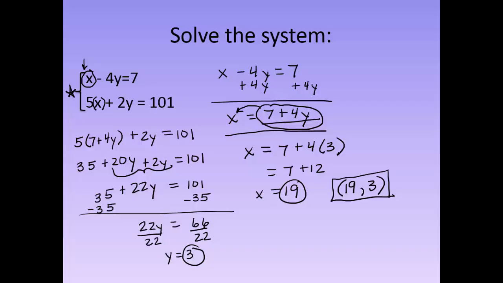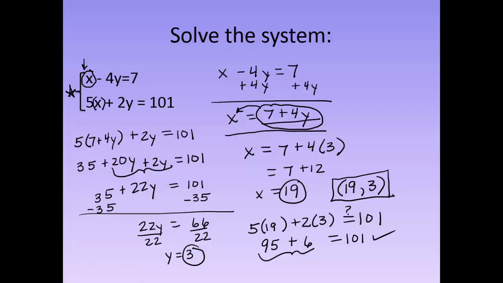So what I'm going to do is plug it into that second equation and see if it works in there. 5x plus 2y is supposed to be equal to 101. Let's find out if it really is. So 5 times 19, that's 95, plus 6 more, and in fact that is 101. So it looks like we have the right answer. You should always check your answer. Since I got the 3 by using the first equation, I plugged it into the second equation to check my answer. Let's try another example.